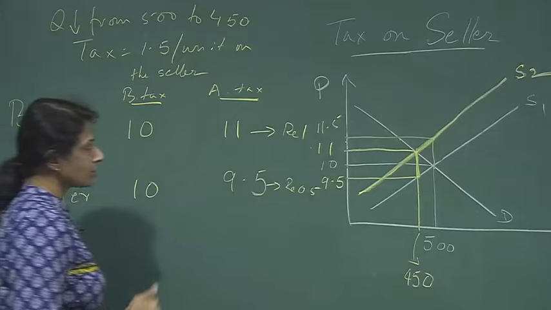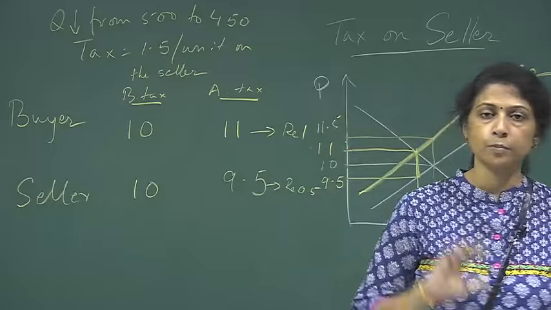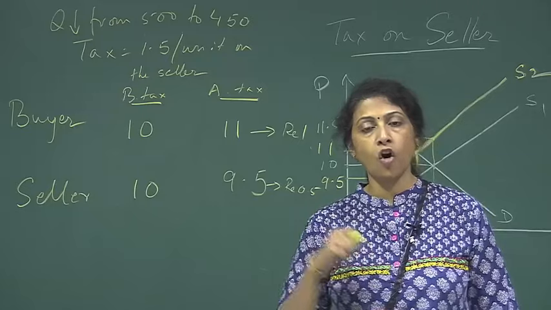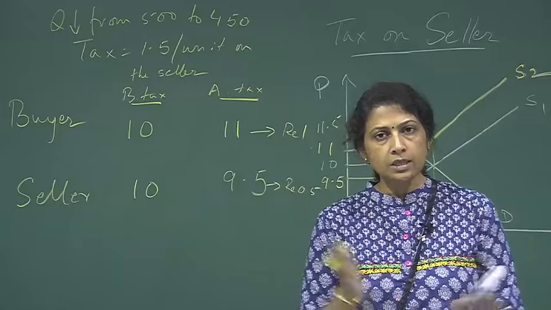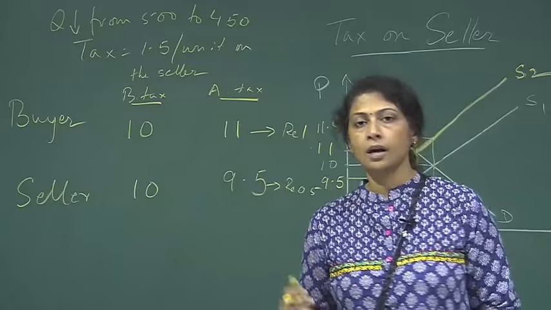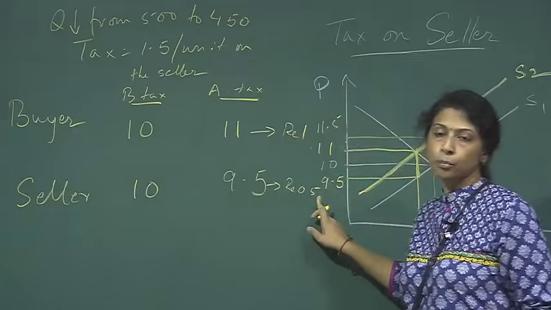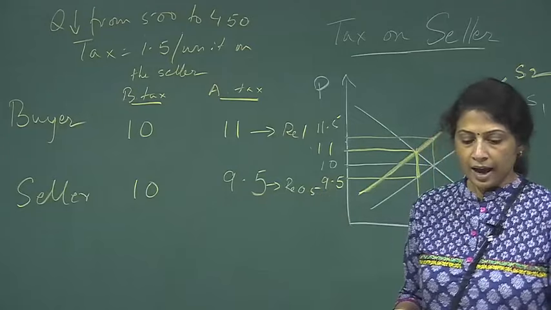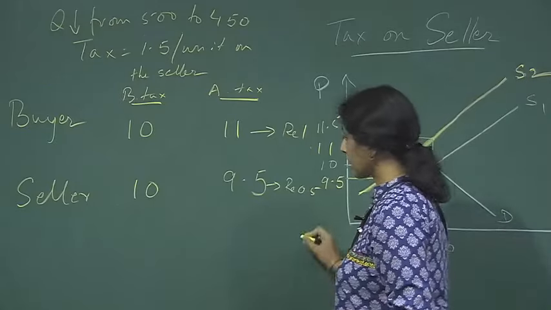So basically what we see here is the same amount of tax, 1.5 per unit of output, whether imposed on the supplier or the buyer, it is split up exactly the same way in both cases. In both cases, the buyer ends up paying 1 rupee and the seller ends up paying 0.5 rupee out of this total tax, and this is how they split the tax between themselves and pay the tax.